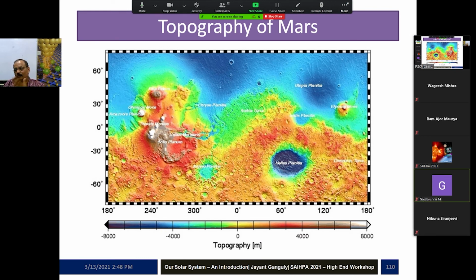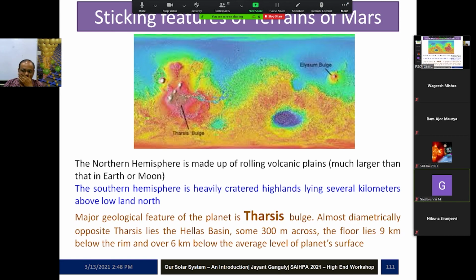Next we will come to the topography of Mars. You can see the topography as found from various orbiter and lander missions. There are a lot of rolling volcanic plains in the northern hemisphere, while the southern hemisphere is heavily cratered, with ups and downs. There is a contrast between these two, and there is a bulge called the Tharsis bulge, which is one of the major geological features of this planet.